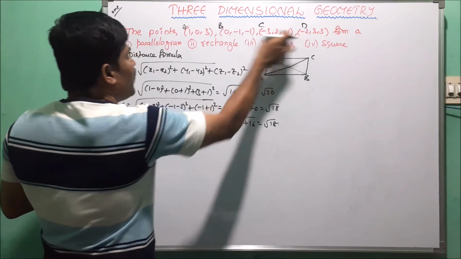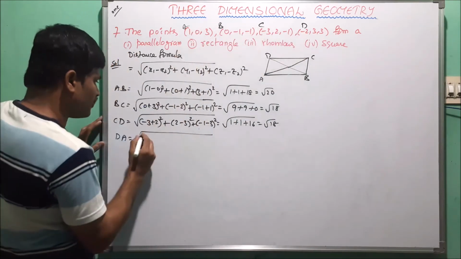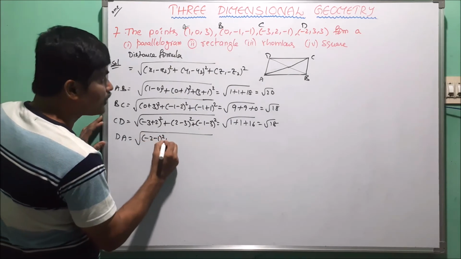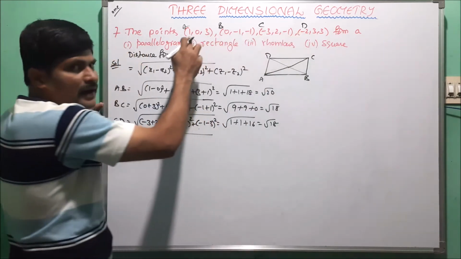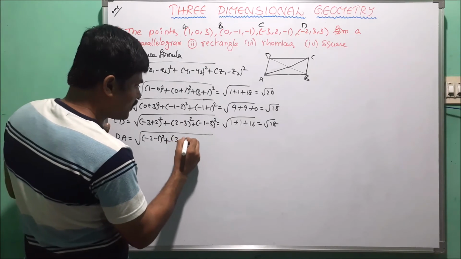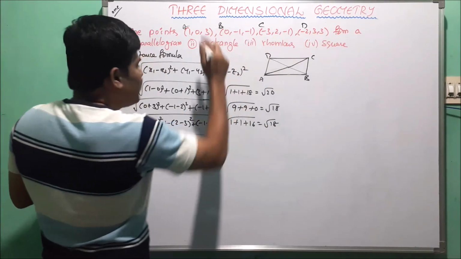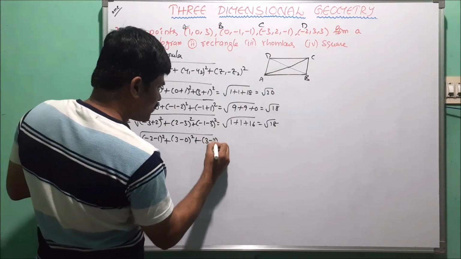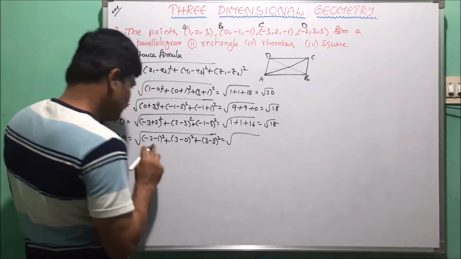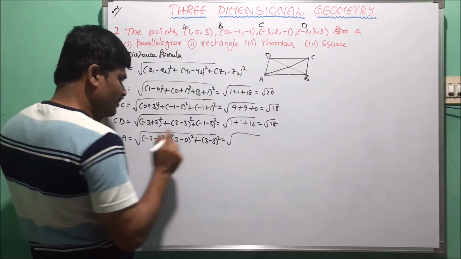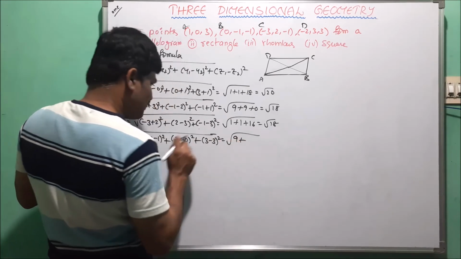Similarly to find DA, we take D and A: minus 2 minus 1 whole square plus 3 minus 0 whole square plus 3 minus 3 whole square. So here 3 square means 9, 3 square means 9.